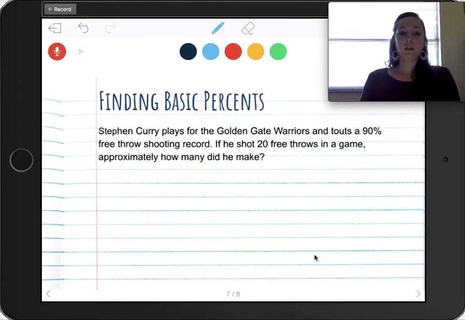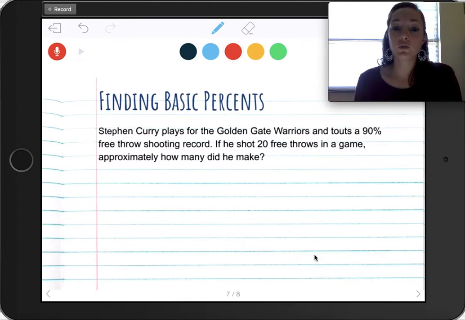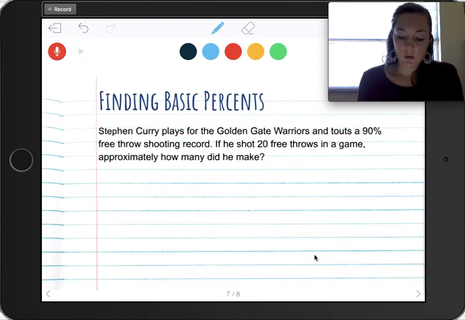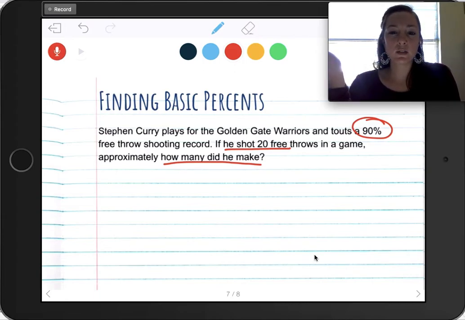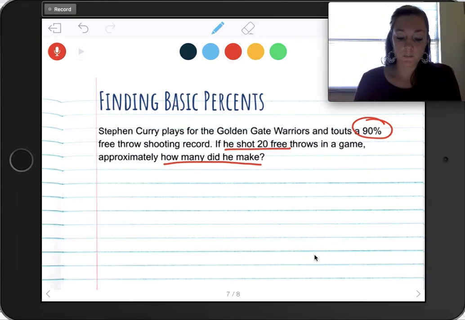And then the last one, Stephen Curry plays for the Golden State Warriors and has a 90% free throw shooting record. If he shoots 20 free throws in a game, how many did he make? So let's look at it. Well, we know this is 90%. He shoots 20 free throws. How many did he make? Okay, let's think about this. If I shoot 20 free throws, is that the part or the whole? That's the whole, because that's the total that I shot. And we want to know how many he made. Well, he doesn't make 100% of them. He only makes 90. So this is our part, and this is our whole.